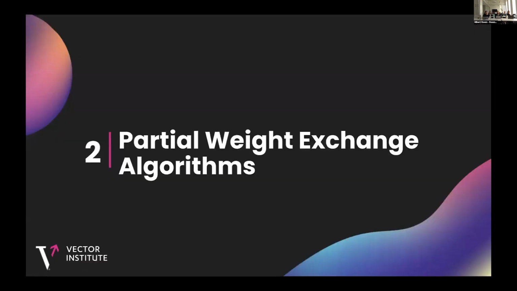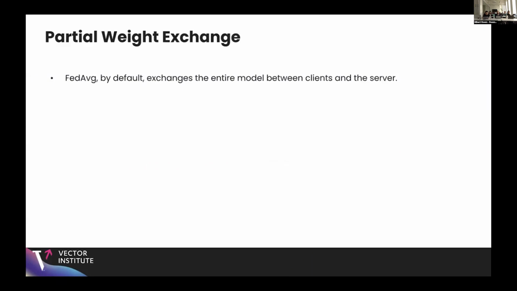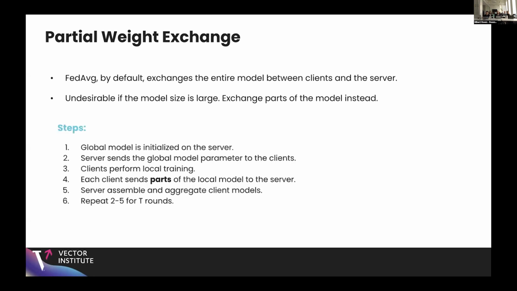Okay, so now let me tell you a bit more about the partial weight exchange algorithms. The idea behind that is also very simple. By default, federated averaging exchanges the entire model between clients and the server. This might be undesirable if your model size is very large, because the communication cost can be very large. And the solution to this is also very simple. You just exchange certain parts of the model instead of the entire model.